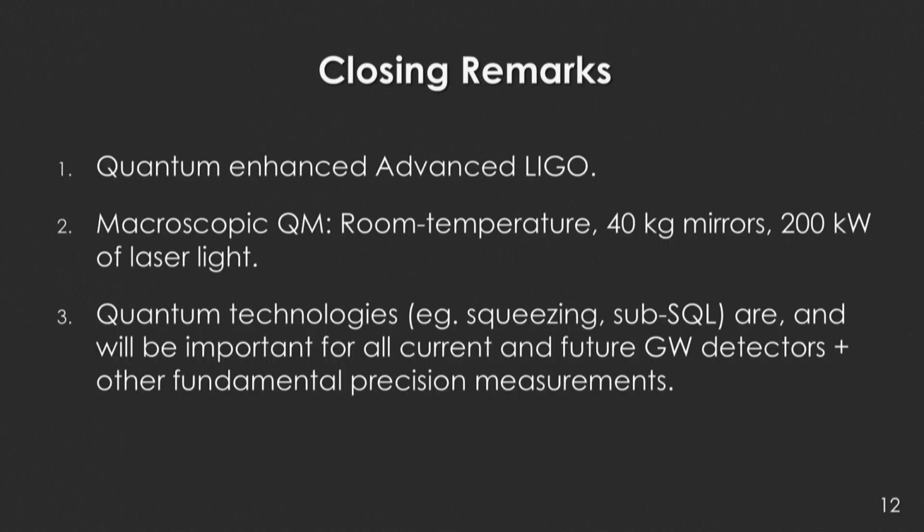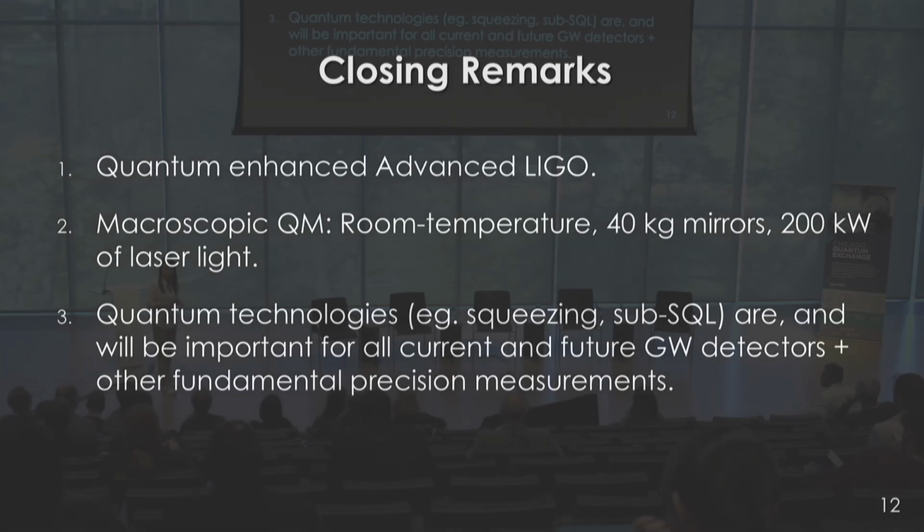So basically, here is the closing remarks or summary of my talk. Definitely, quantum enhanced Advanced LIGO is already there, and it helps us to increase the detection rates by several times. And the microscopic quantum mechanics is very important. We saw with 40 kilogram mirrors and 200 kilowatts of laser light, we see this quantum mechanics, quantum radiation pressure, and correlations. And all these quantum technologies should be used for future gravitational wave detection and also fundamental measurements to discover new physics. Thank you very much.